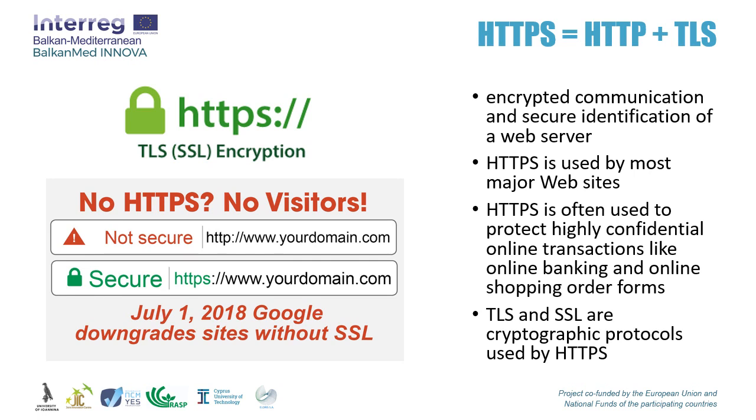To solve this problem, the Hypertext Transfer Protocol Secure, pronounced HTTPS, was invented to provide encrypted communication and secure identification of a network web server. Most major websites, including Google, Wikipedia, and popular social networking platforms such as Facebook and Twitter, can also be reached via a secure connection, but not necessarily by default. Note that most sites do not provide encryption.